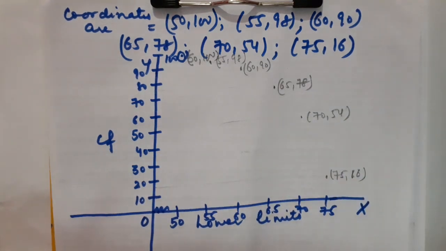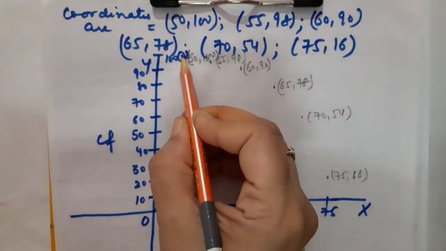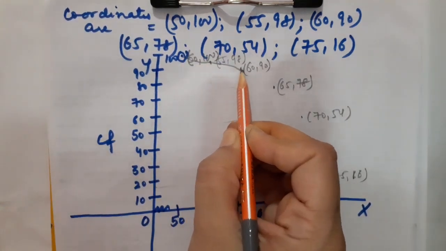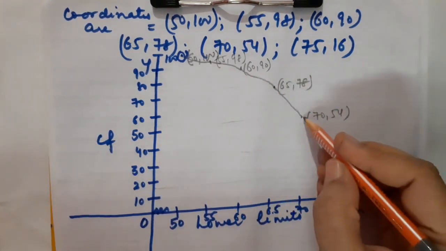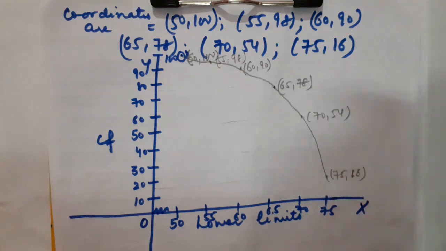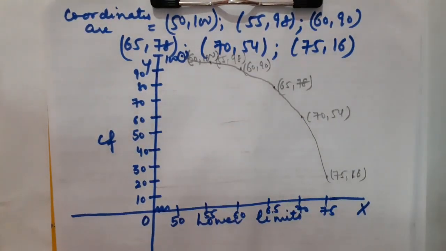Now children, with free hand you are supposed to make it. So let us make it with free hand. You can just see it is coming in a downward direction because it is of more than type.